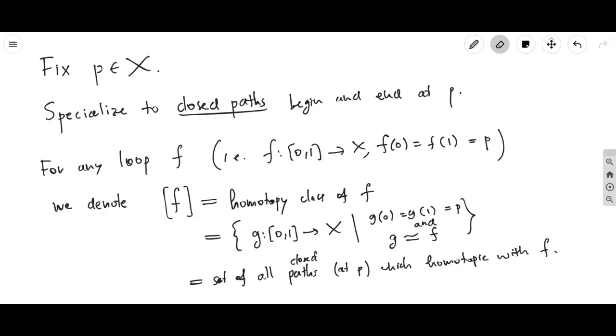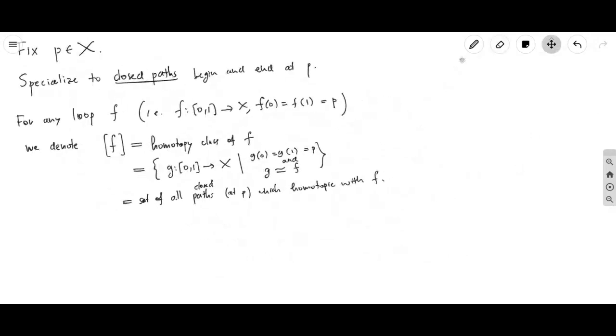This is similar to when, for instance, you talk about integers mod a certain number. So integers mod 5. So 3 mod 5 and 8 mod 5, they're different. 3 and 8 are different, but mod 5, you treat them as the same. So then the class of 3, the mod class of 3, will also contain the number 8 in there and many other numbers. So this is the same idea. So we specialize to closed paths.